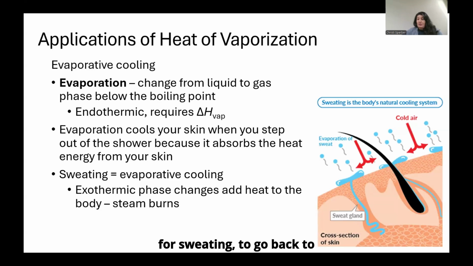So to go back to sweating, sweating is the body's natural cooling system. You have water on your skin coming from your sweat glands. You have air coming from outside of your body, and it evaporates that sweat, causing you to feel cooler.